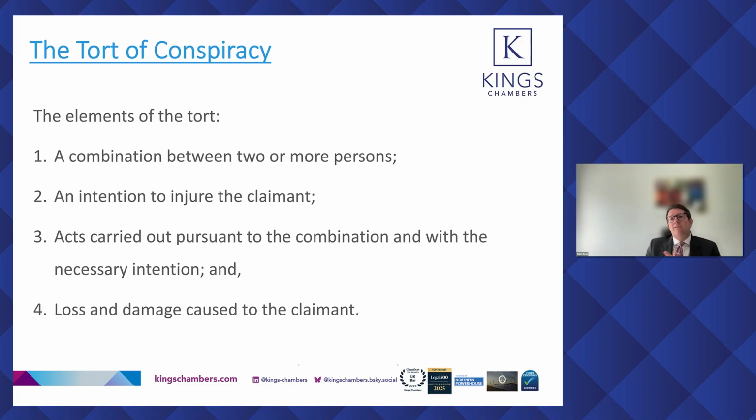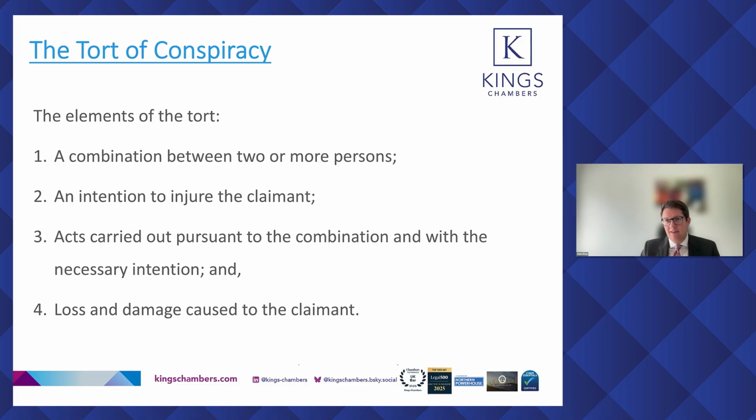The tort has, well, there are different ways, as there always are, of breaking these things down, but for the purposes of today, I've broken it down into 4 elements. First is a combination between 2 or more persons. The second is an intention to injure the claimant, and I've deliberately worded that in a slightly vague manner. The third are acts carried out pursuant to the combination with the necessary intention. And the fourth is loss and damage caused to the claimant.